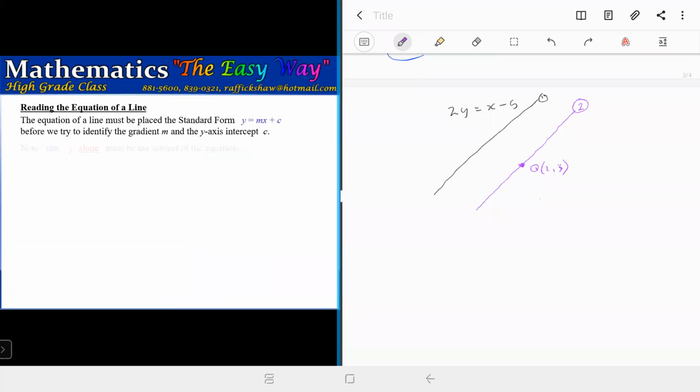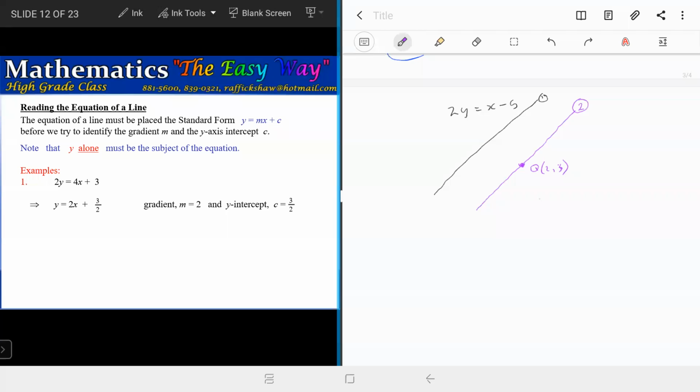See there? You have to put it in the form y equals mx plus c if you want to get the gradient. Now, this one that you're looking at right here is similar to what we have over here. 2y as a subject. And what did I do? I divide by the 2. I have to bring it in the form y equals mx plus c.